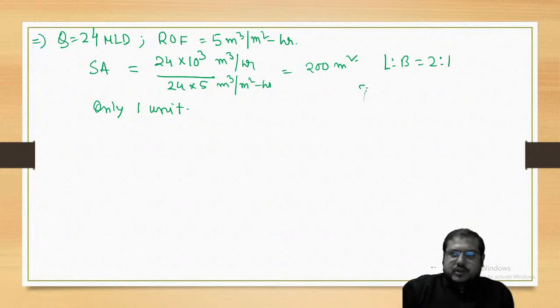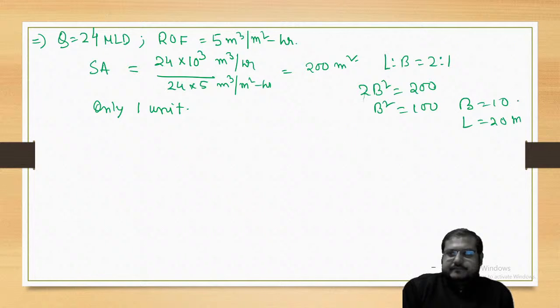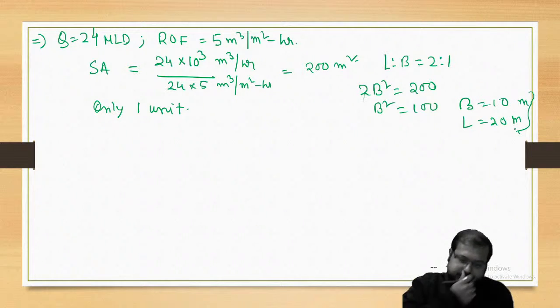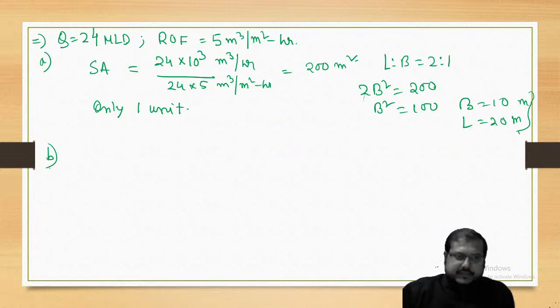So we can say that 2b square is equals to 200. So b square equals to 100. So b is equals to 10, and L is equals to 20 meter. Now that is the first part of this question. The second part, they're asking what is the percentage of filtered water used for backwashing.